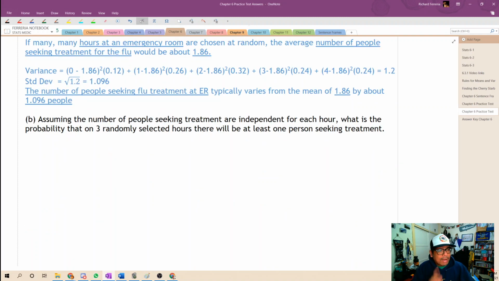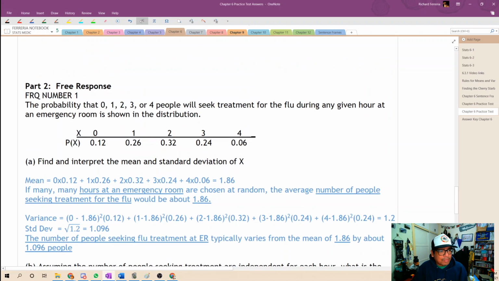For letter B, we have: assuming that the number of people seeking treatment are independent in each hour, what is the probability that on 3 randomly selected hours there will be at least one person seeking treatment? So the first question we have to ask is, what's the probability that at least one person will be seeking treatment? One thing you can do is add together the probabilities for 1, 2, 3, and 4.